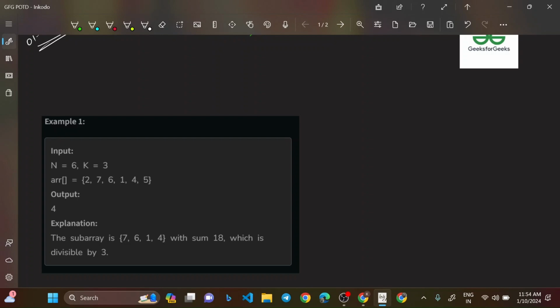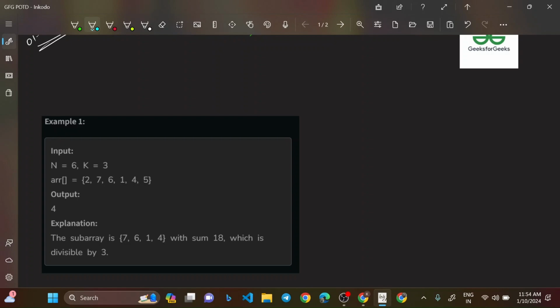You might be thinking that because there are n elements, we'll be forming all the subarrays possible, taking the sum of all those elements, and checking if that particular sum is divisible by k. If the sum of elements in a particular subarray is divisible by k, then we'll take that length into consideration and update our answer.